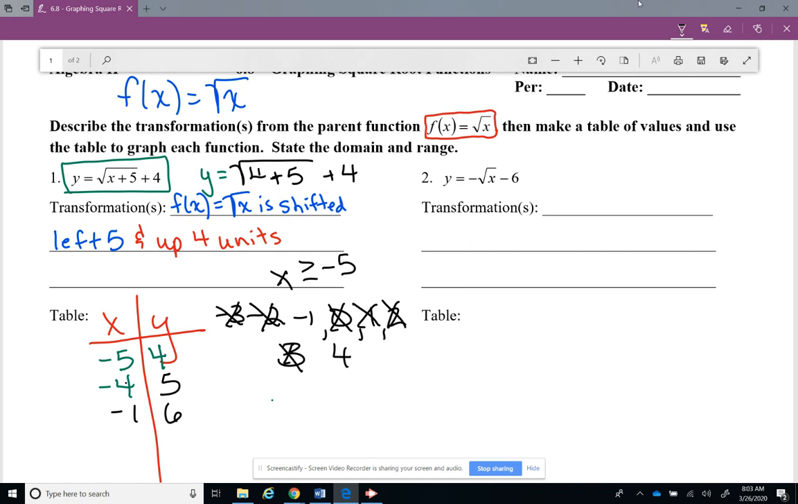4 plus 5, that's going to work. 4 plus 5 is 9. Square root of 9 is 3. And 3 plus 4 is 7. So I had plugged in a 4. All right, let's do at least one more.